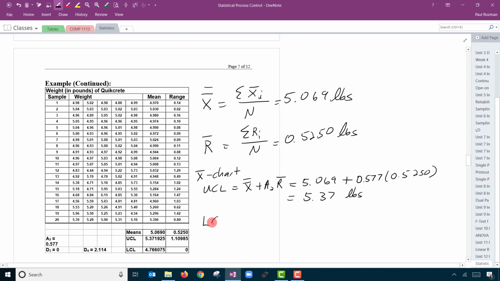And then you can do the lower control limit as X bar bar minus A2 R bar. You can see I just did it in Excel. I just made little formulas for these, but I thought I'd show it here. Again, the control constant is the same for this one. So we end up with 4.76.